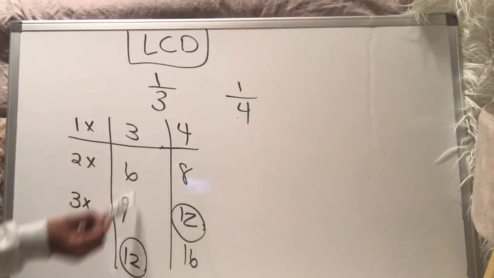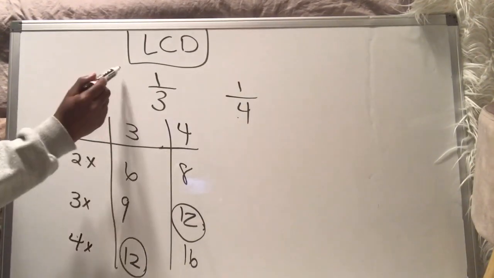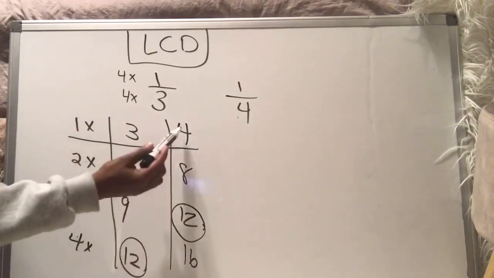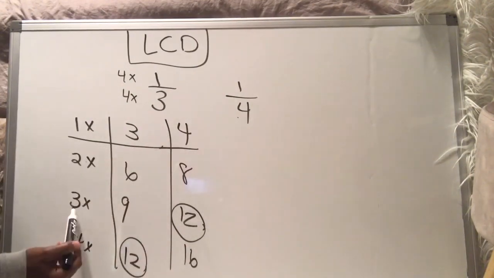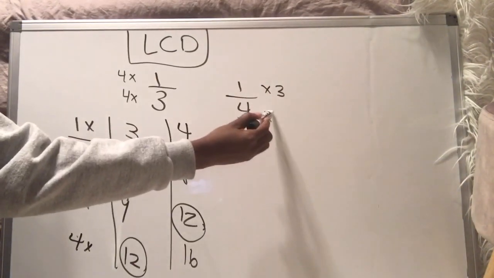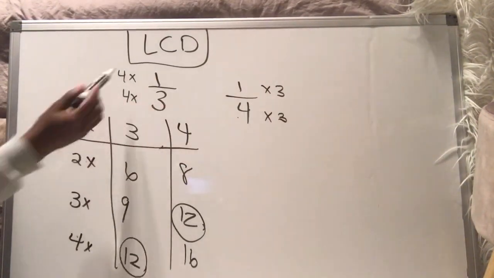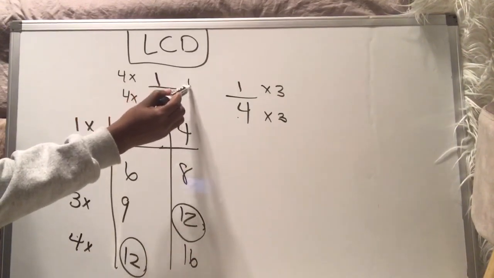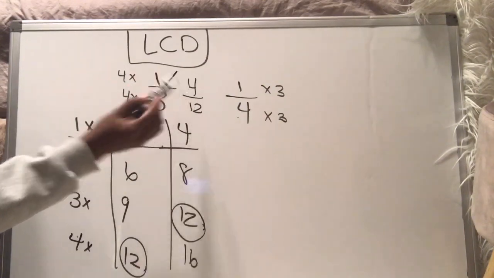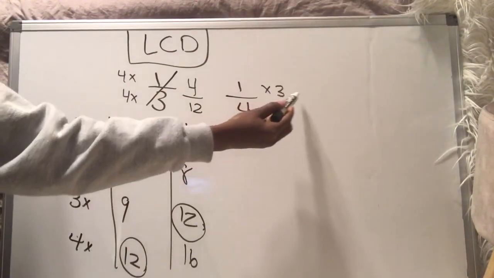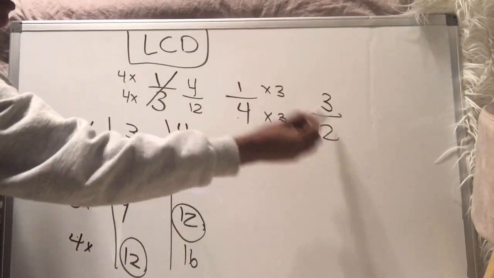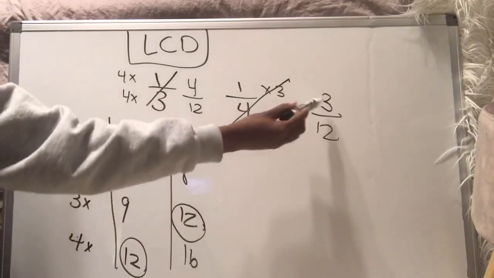For this column with the 3's, we multiply by 4, so we have to do that at the top and the bottom. This one is our 4's column, and we multiply this one by 3, so we have to multiply the top and bottom by 3. 4 times 1 is 4, and 4 times 3 is 12, so our new fraction is 4/12. And 1 times 3 is 3, and 4 times 3 is 12, so our new fractions are 4/12 and 3/12.